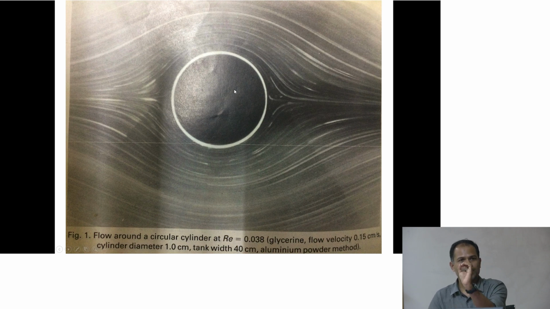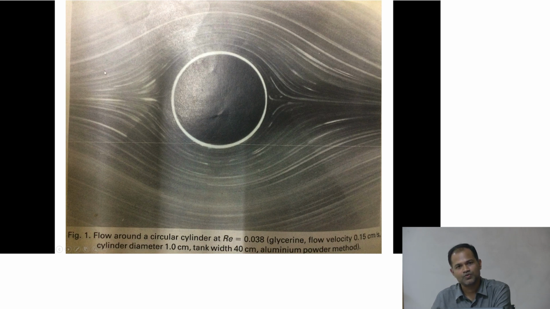So you have a cylindrical object. Fluid is flowing from one side and it's going to the other side. In this picture it's not obvious, but here the fluid is coming from the left side. It basically deflects and then it goes back.